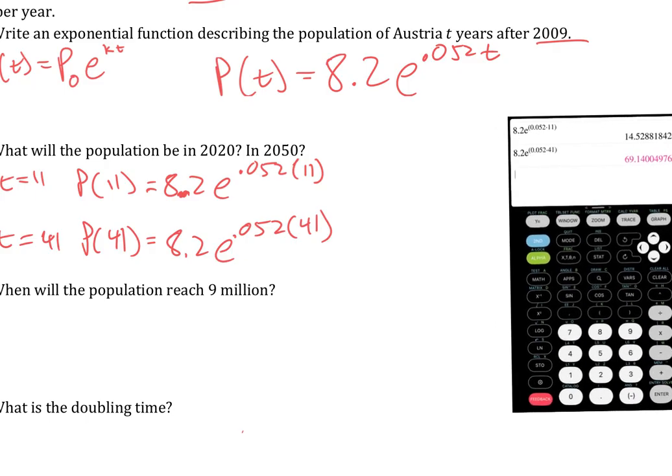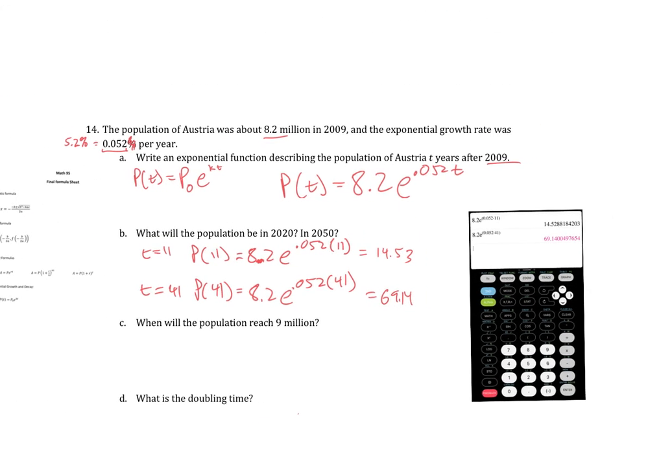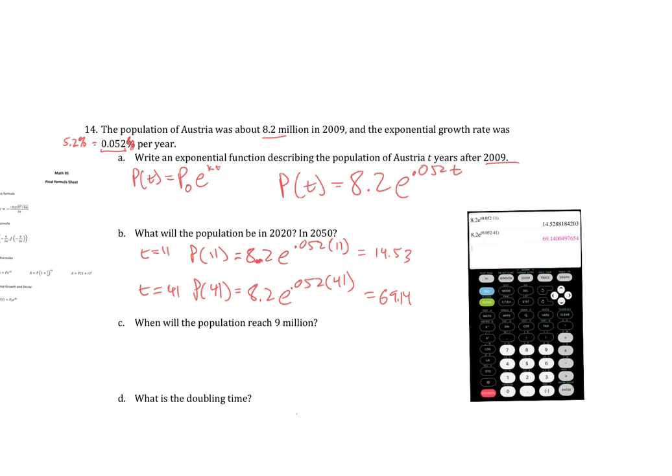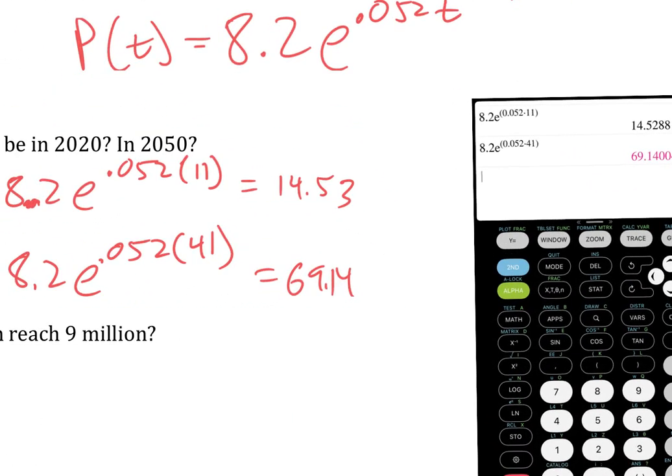Let's move this guy out of here. 14.52, I guess. So this would be 14.52. We'd probably round that to 3. And this is 69.14. And the units there, these are millions, right? Okay. And that's okay to write that way.